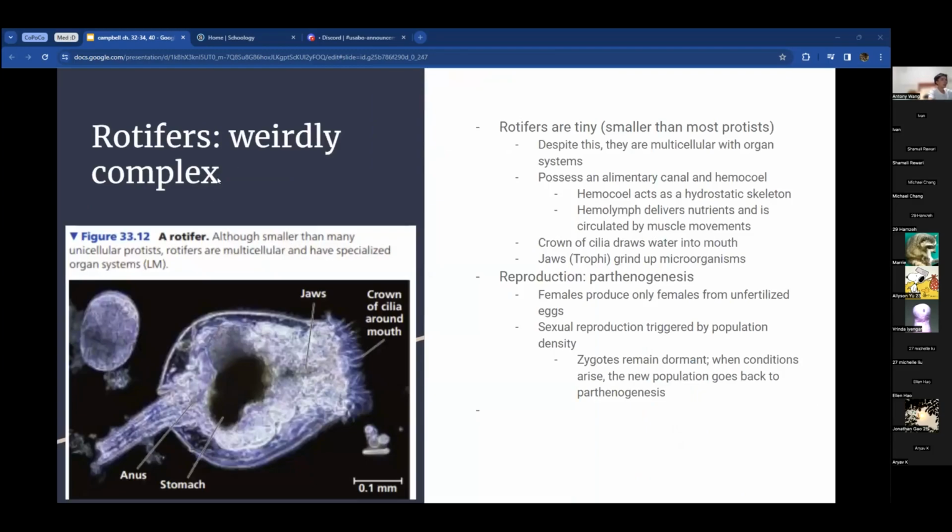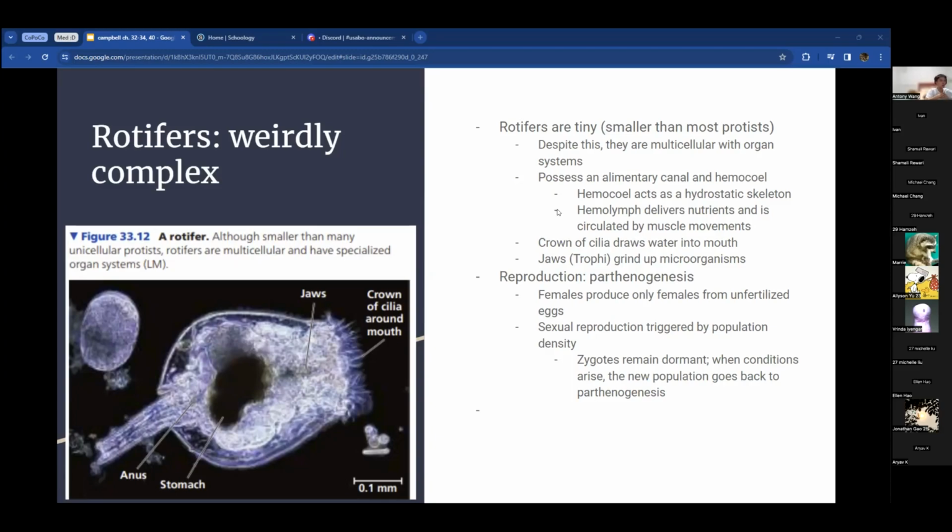Rotifers. So these are very paradoxical creatures. They're very tiny, so very small organisms. They're smaller than most protists, which are unicellular. But unlike protists, they have complex organ systems. They're multicellular with, as you can see here, a digestive tract, a stomach, an anus. Oh, that's not that impressive. But they have a mouth, stomach, and then yeah, they have a hemocoel. They're like big, complex organisms that just got shrunk down.